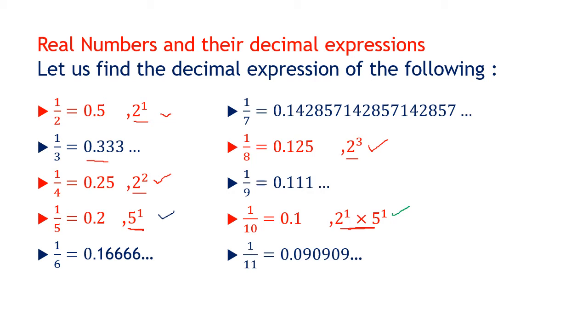Now 6 is what? 6 can be written as 2 raised to 1 into 3. So there is a power of 2 here, 2 raised to 1. But along with that there is also a 3 here. So the 3 makes it non-terminating. Yes, then you got 1 upon 7, 1 upon 9, 1 upon 11.